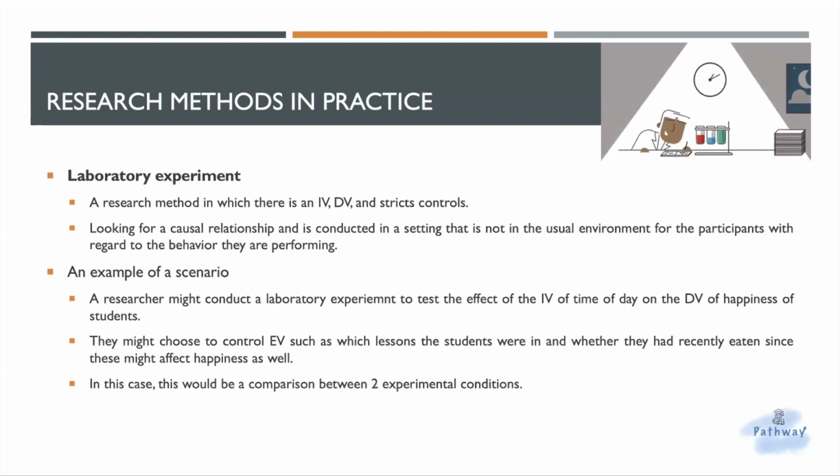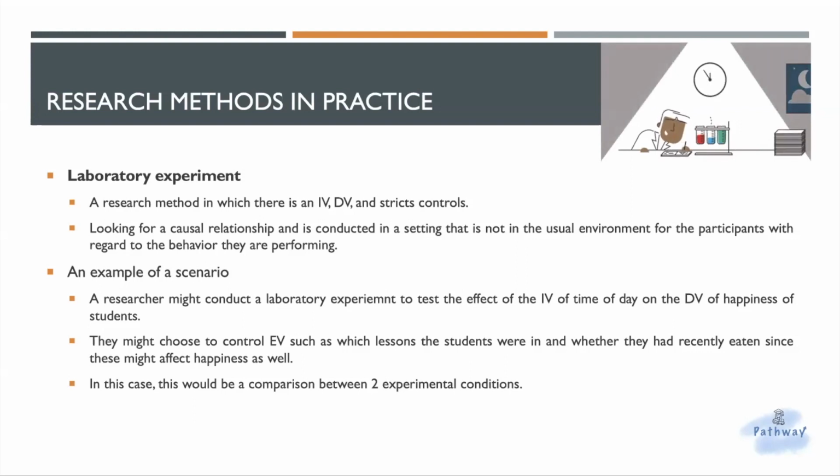For example, a researcher might conduct a lab experiment to test the effect of the independent variable of time of the day on the dependent variable of happiness of students. They may choose to control the extraneous variables, such as which lessons the students were in, or whether they had recently eaten, since that might affect their happiness as well, because everyone is happy after they eat. In this case, it would be a comparison between two experimental conditions.